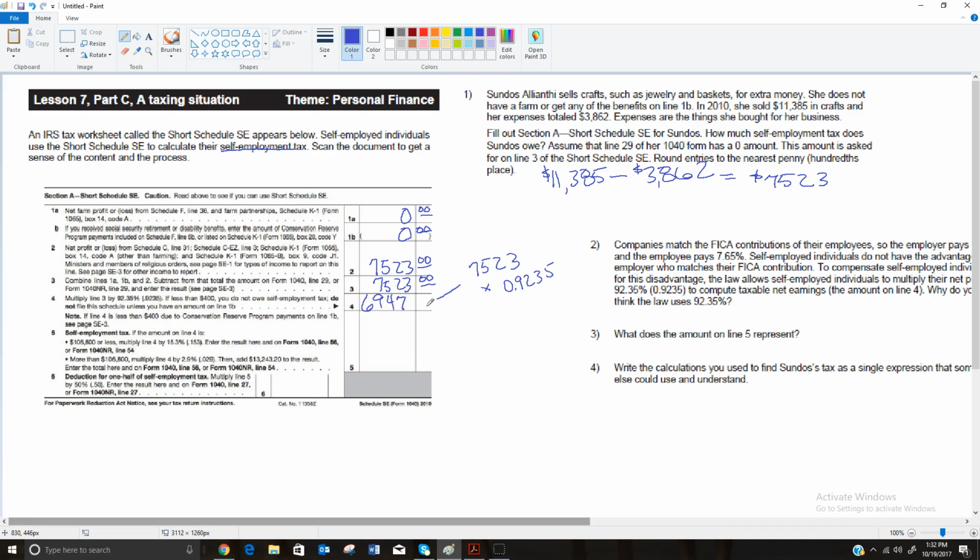6,947, and the decimal is actually 0.4905, but since there's a 0 after that 9, I'm not going to round that up to 50 cents. I'm going to leave it at 49 cents.